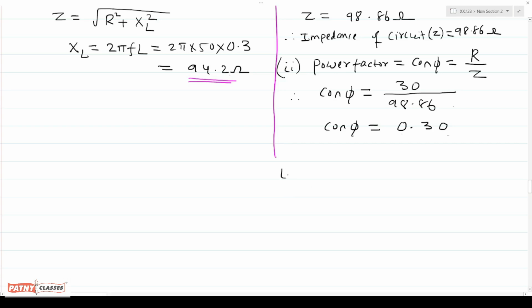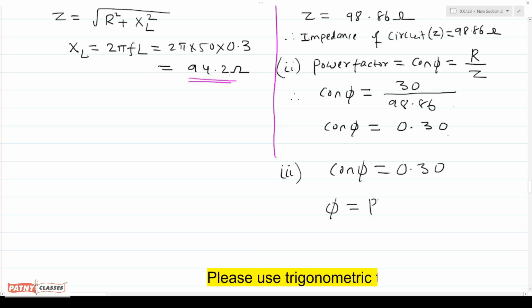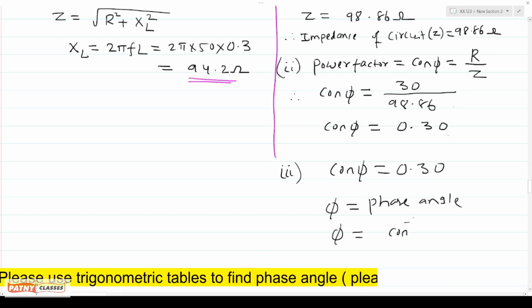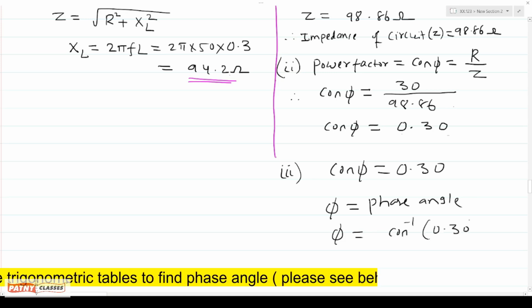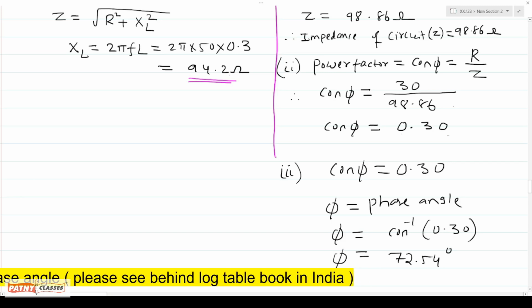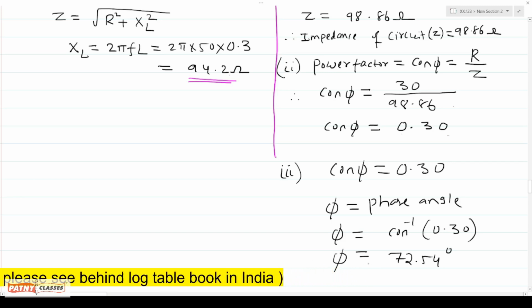Now the last one is to find phase angle. We have cos phi equals 0.30, where phi is the phase angle. Therefore phi equals cos inverse of 0.30, that gives 72.54 degrees. Therefore, phase angle equals 72.54 degrees.